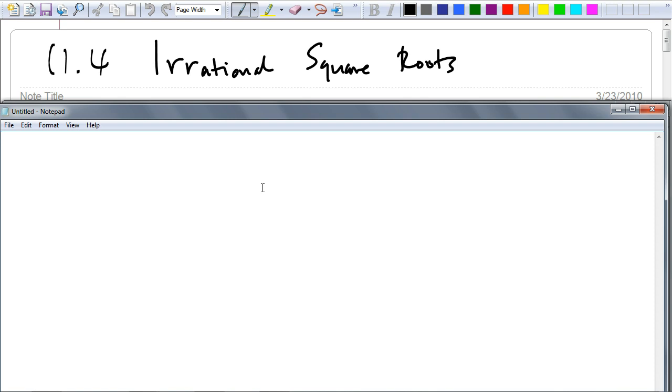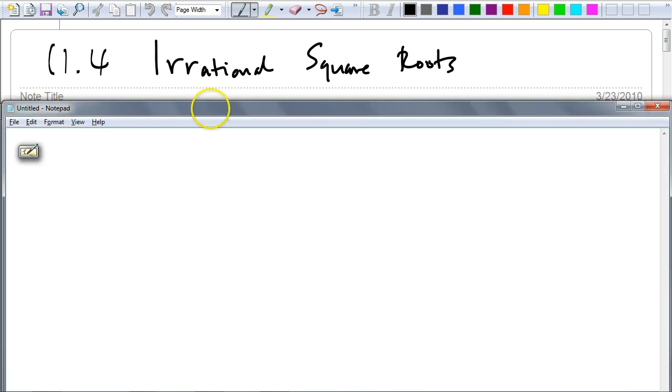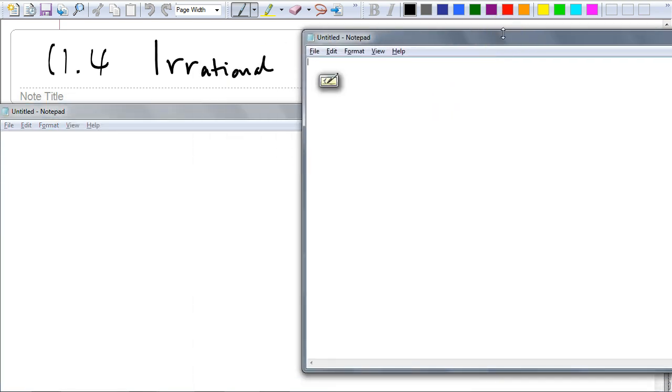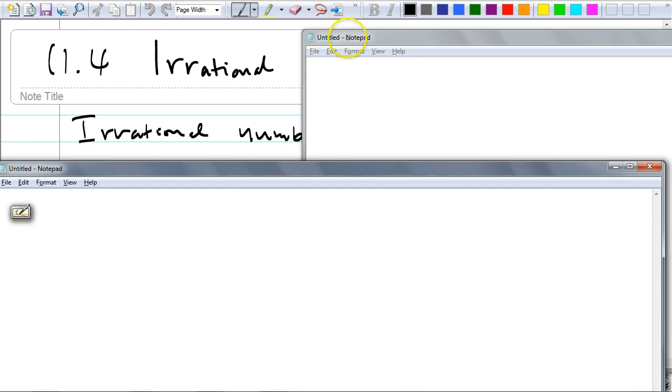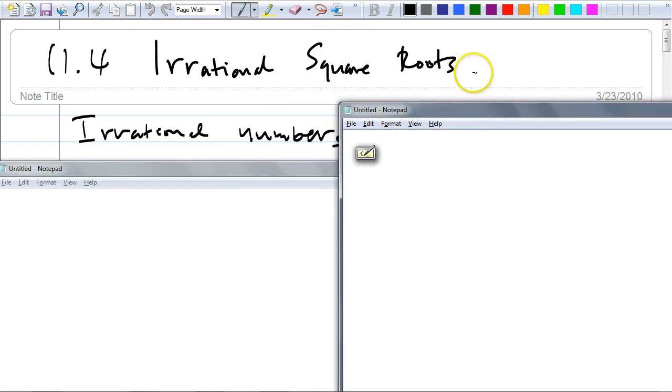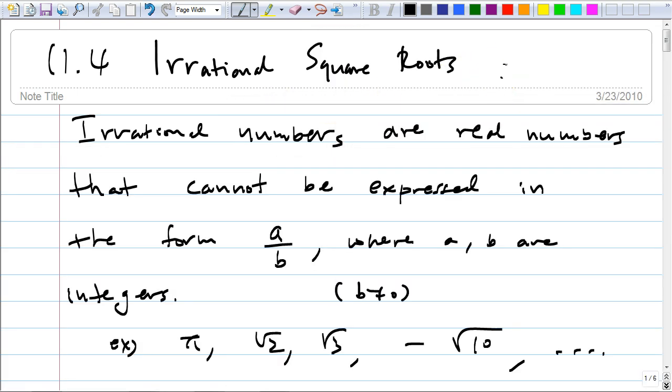So guess what irrational square roots are? First of all, what do you think irrational numbers are? Forget about square roots for now. If the rational numbers were numbers you could write as a fraction, what are irrational numbers? Numbers that you can what? Yeah, you can't write as a fraction. So write this down. Before we talk about irrational square roots, let me tell you what irrational numbers are.